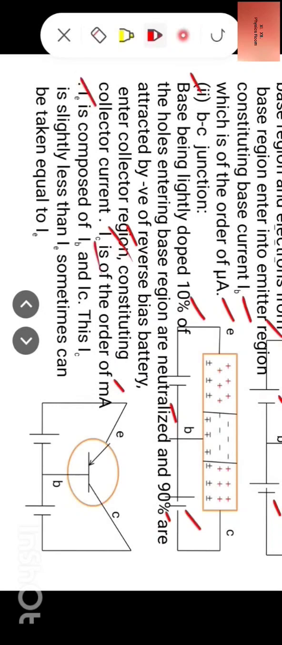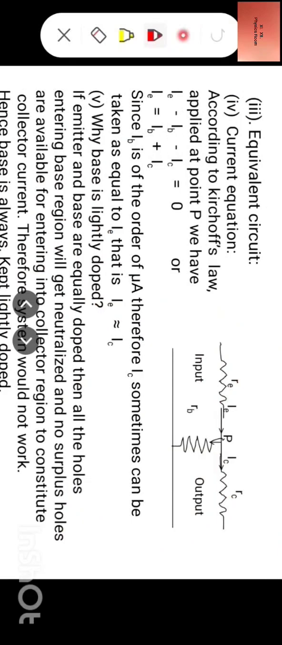IE is composed of IB and IC. This IC is slightly less than IE, sometimes can be taken equal to IE. We can explain operation of PNP transistor in the same way as we have explained that of NPN transistor. Now equivalent circuit. So this is the equivalent circuit of PNP transistor.